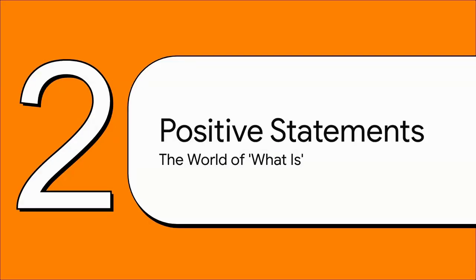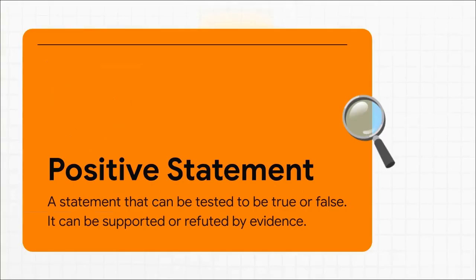Okay, let's start with the first kind of map. This one explores the world of what is. This is the realm of what economists call positive statements. And it is all about describing reality as objectively as you possibly can. So what's the key here? It all comes down to one thing: testability.